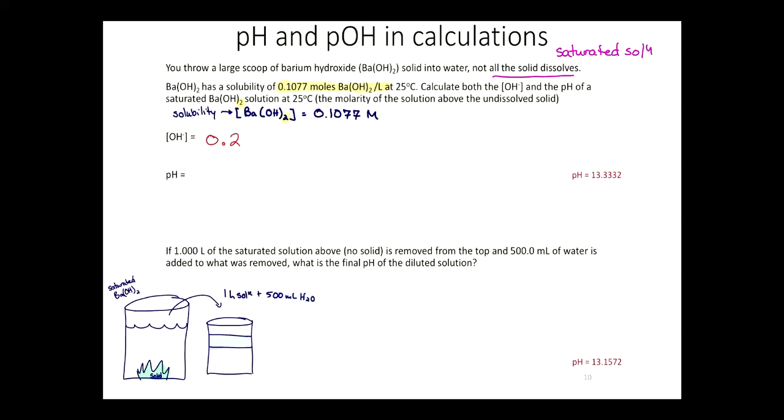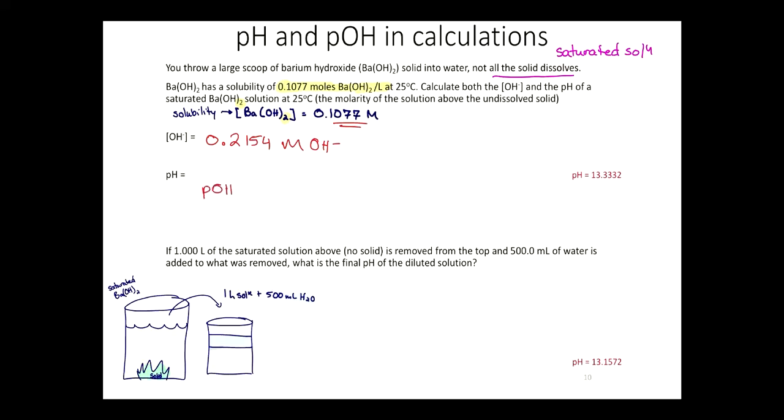So this is 0.2154 molarity of hydroxide. All right. So I just doubled that number. And so to get the pH, we're going to do the pOH calculation first and then subtract from 14, because this is at 25 degrees Celsius.